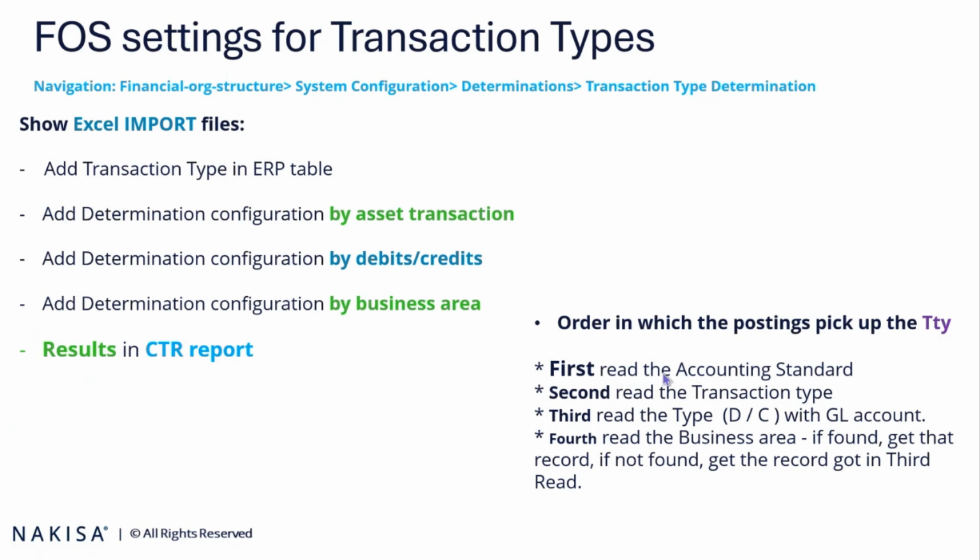Okay. So which order does it pick up? First, the solution will check what accounting standard we are posting for, so it first picks up the accounting standard. Second, it will check the transaction type, if it's a payment, a recognition, a termination, so different transaction types. Then it'll check your GL account, if it's debit or credit, as well as check for business area, if there's a business area assigned to it. So that's the order it flows.